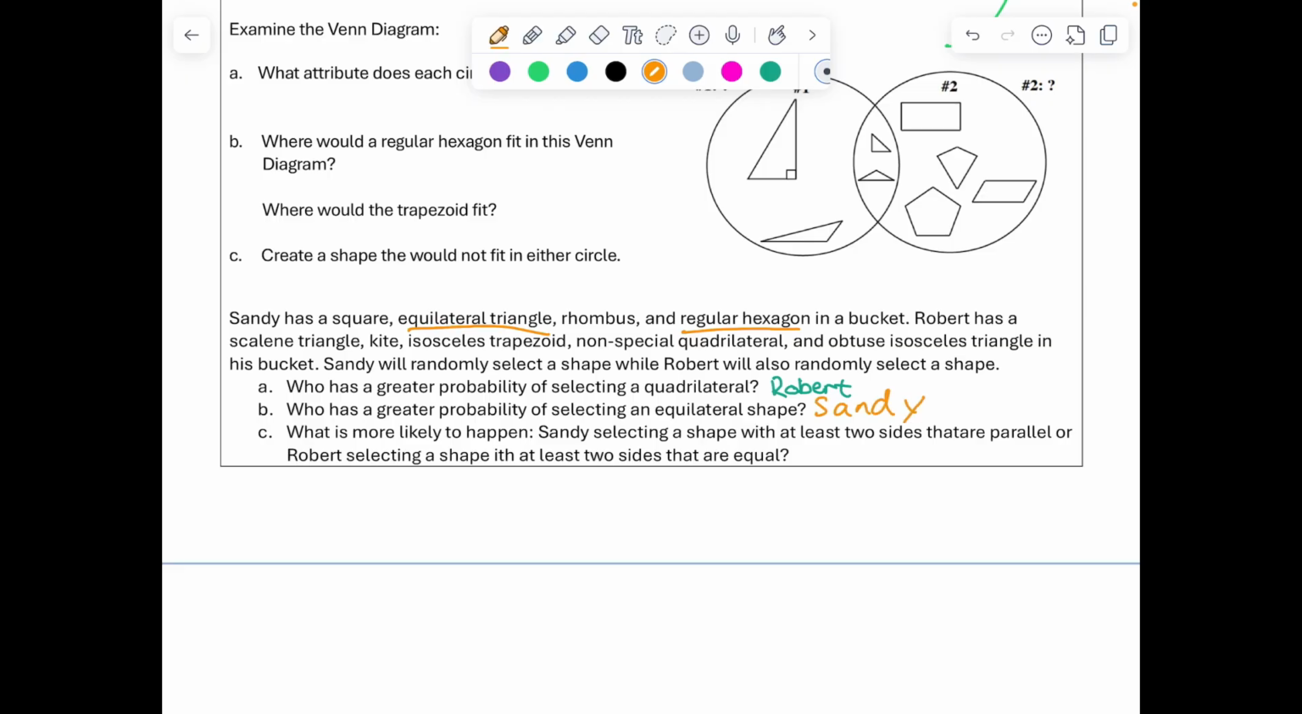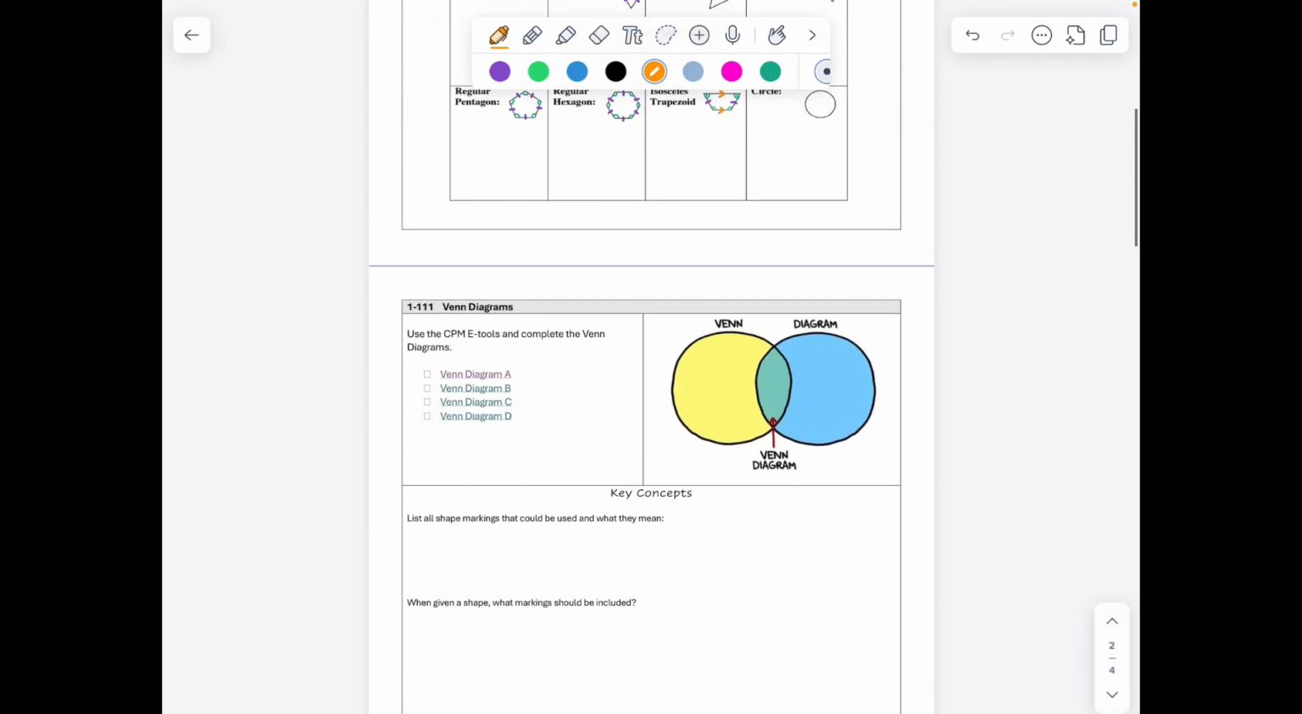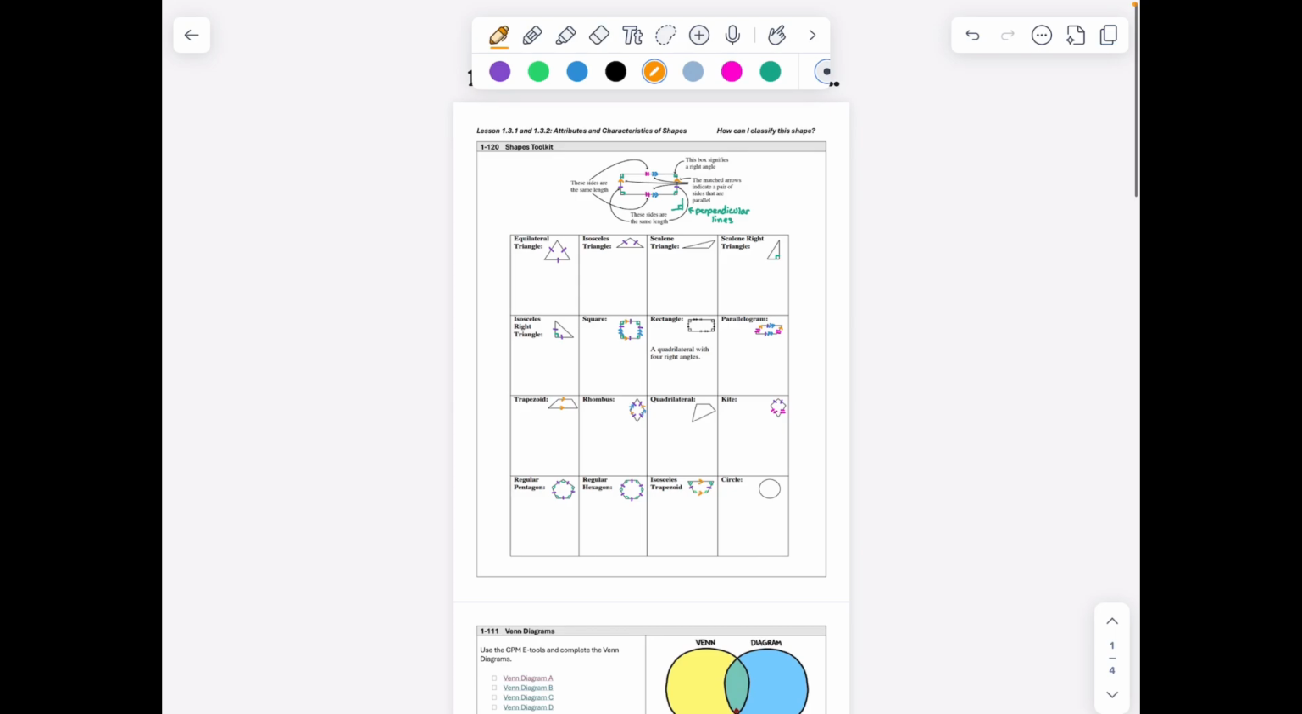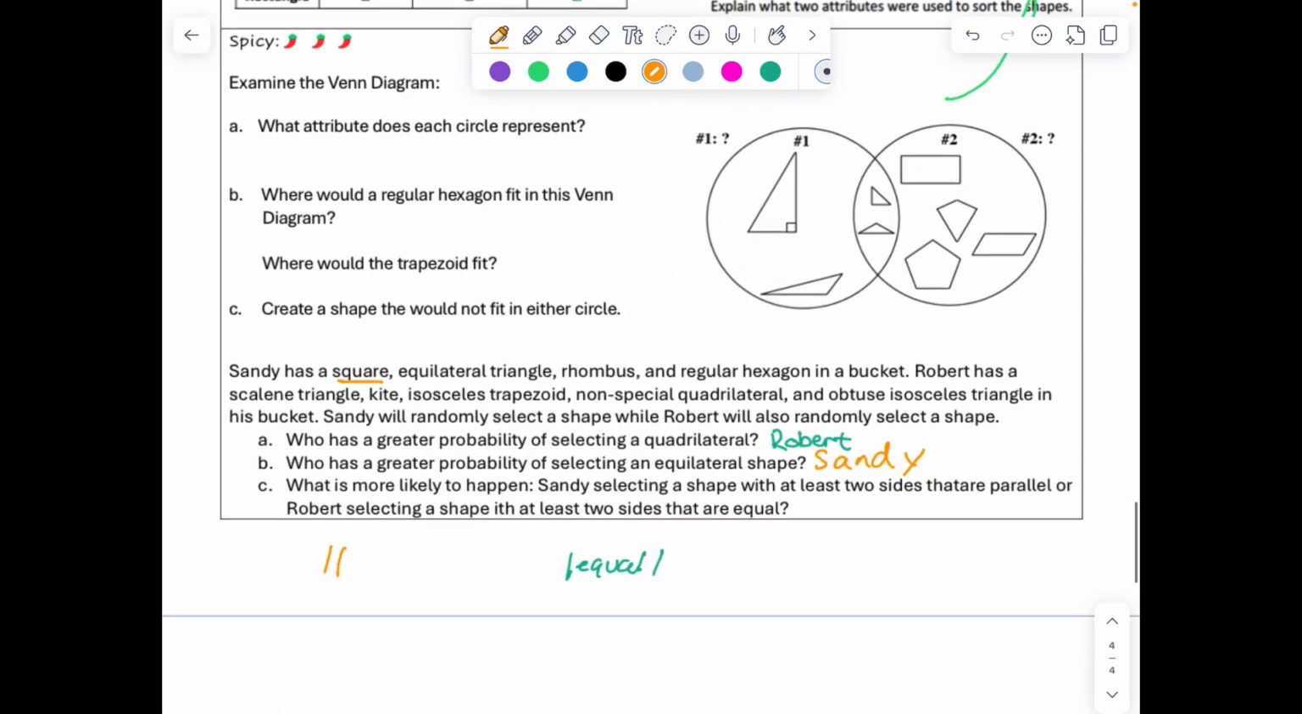And then what is more likely to happen? Sandy selecting a shape with at least two sides that are parallel, or Robert selecting a shape with at least two sides that are equal? Let's see how many of Sandy's shapes have parallel sides. A square does. A rhombus, let's just double check. Yes, a rhombus has parallel sides. That is all. So she has two.